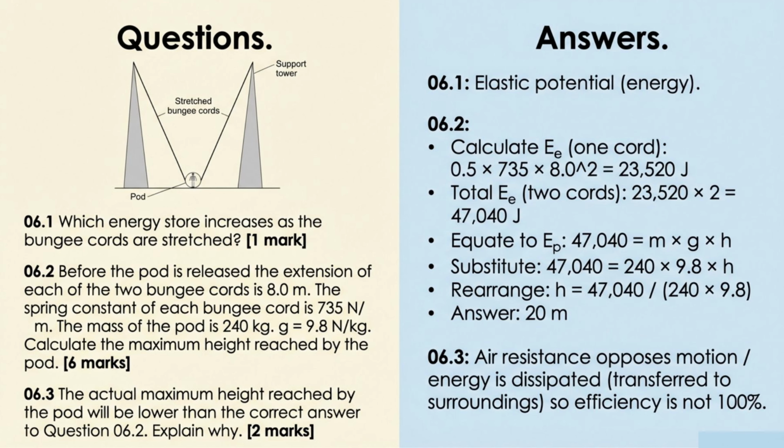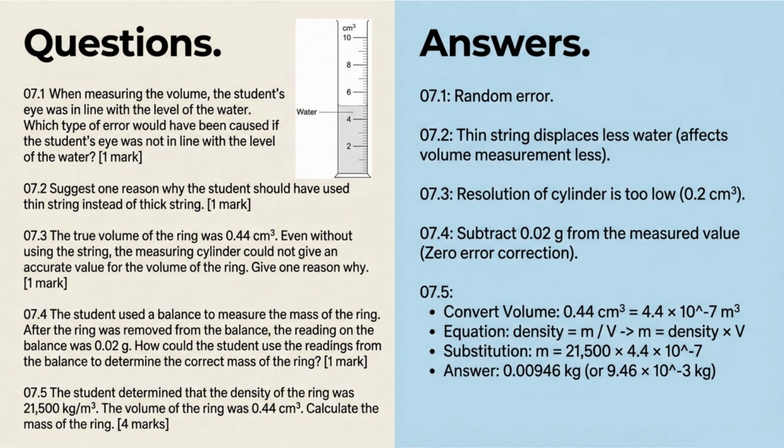Makes sense. Let's look at slide 8, question 7. This is all about density and measurement. 7.1 identifies an error type. The student's eye is not in line with the water level. That causes a random error. 7.2 asks about the string used to lower an object into the water.